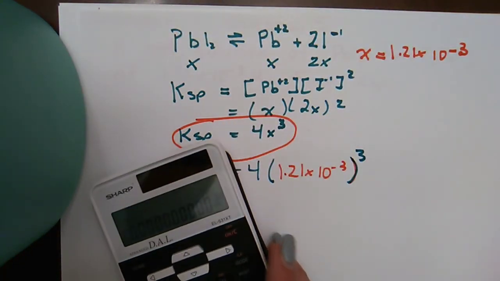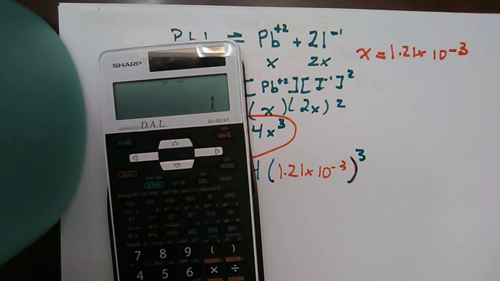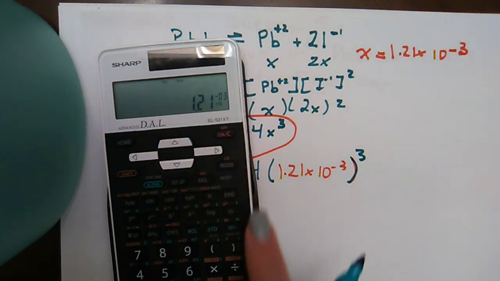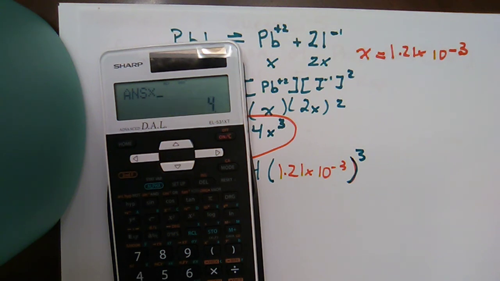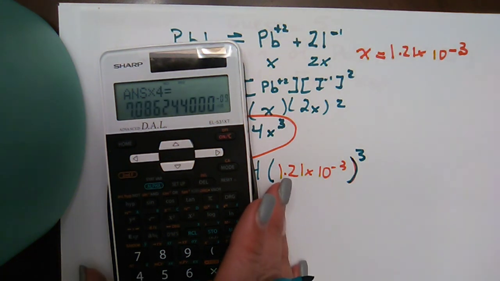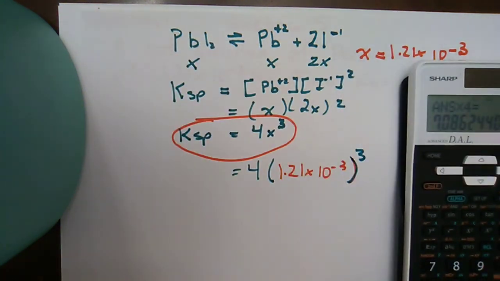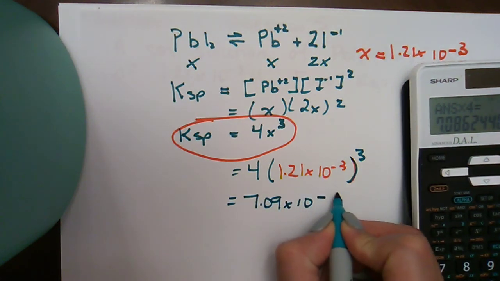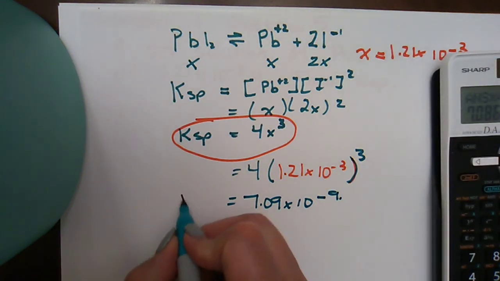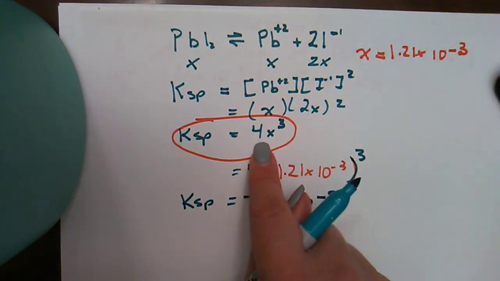So, on our calculators, hopefully that will show for us, we're going to go 1.21 exp -3, so that's times 10 to the -3. We're going to cube that amount, and then we're going to times that by 4, and the value that we have there is 7.09 times 10 to the power of -9. So this is the value for the Ksp. We were looking for its value, so we were substituting in place of X.